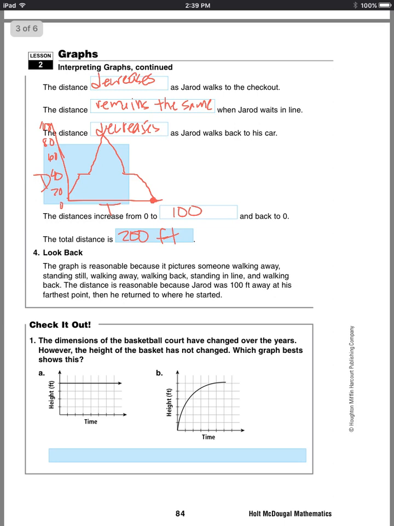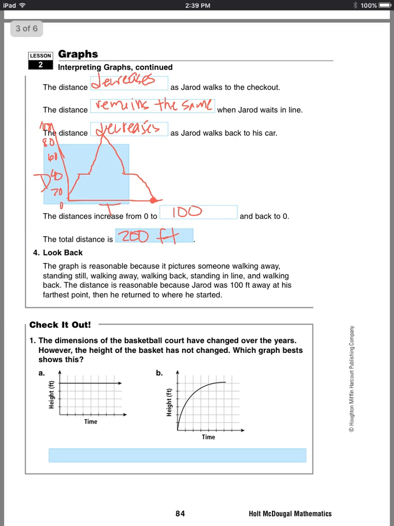The graph is reasonable because it pictures someone walking away, standing still, walking away, walking back, standing in line, and walking back. The distance is reasonable because Jared was 100 feet away from his car at his furthest point. Then he returned to where he started. So do the check it out.